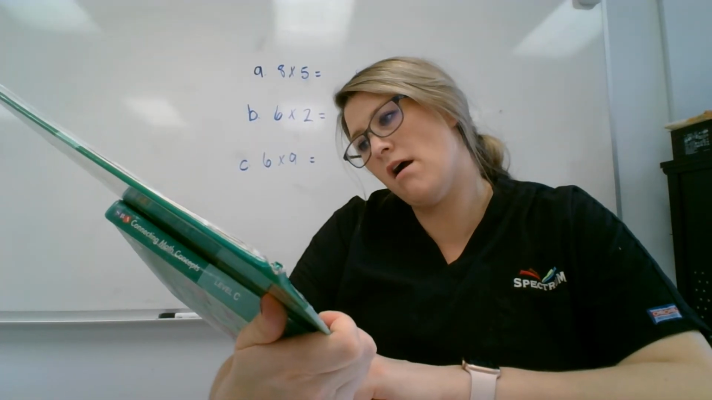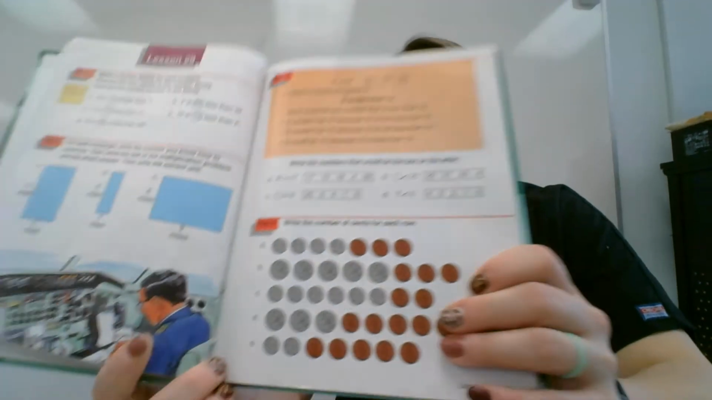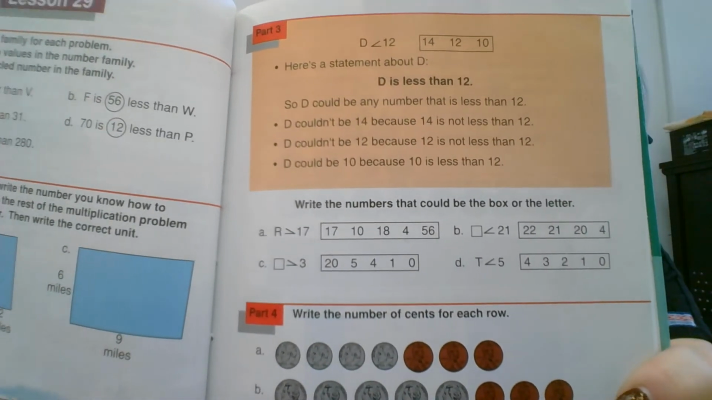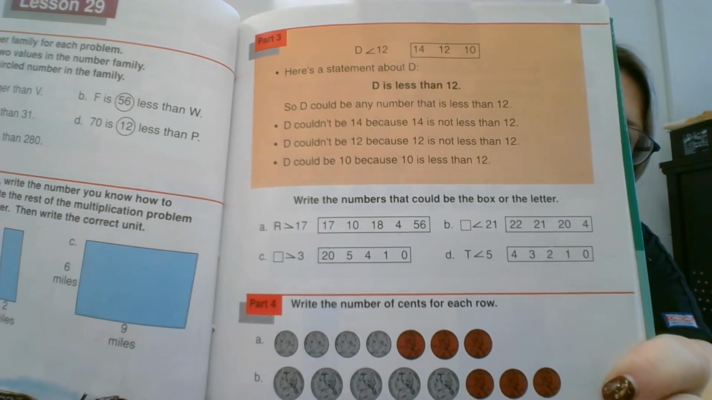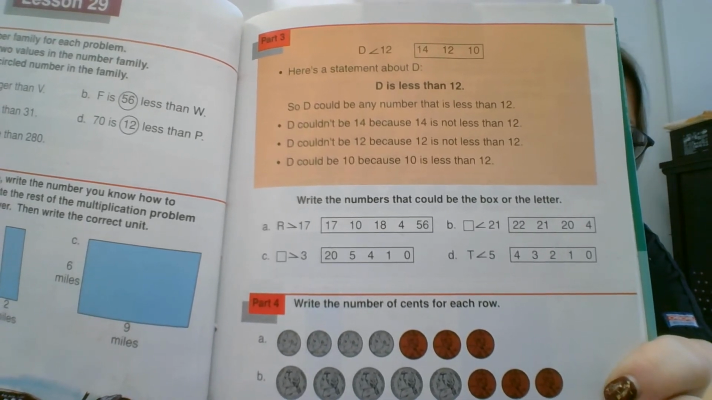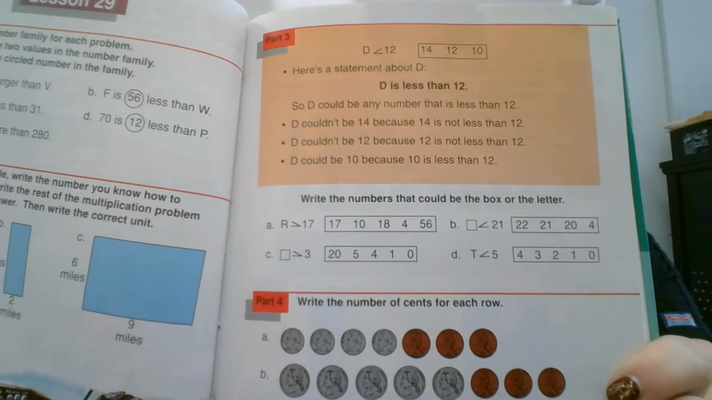Let's see. R is more than 17. R is more than 17. So I know that it's more than 17. So which numbers could R be?